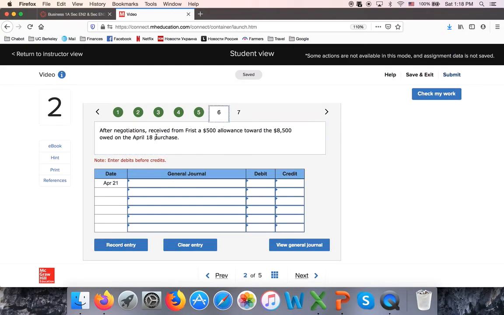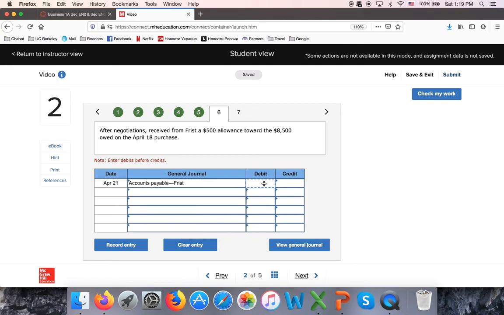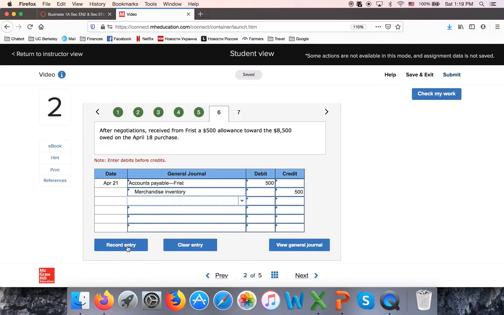Two more entries. After negotiations, we received an allowance towards my original amount, and that, guys, decreases the amount of money I owe. Accounts payable goes down by $500. So right now, instead of $8,500, my AP, my invoice, is only $8,000, and it goes as a decrease to merchandise inventory. Again, this is strange, but that's how it is. This is probably a good T account to remember, right? What goes into inventory as increases and as decreases. All right, so record this one.